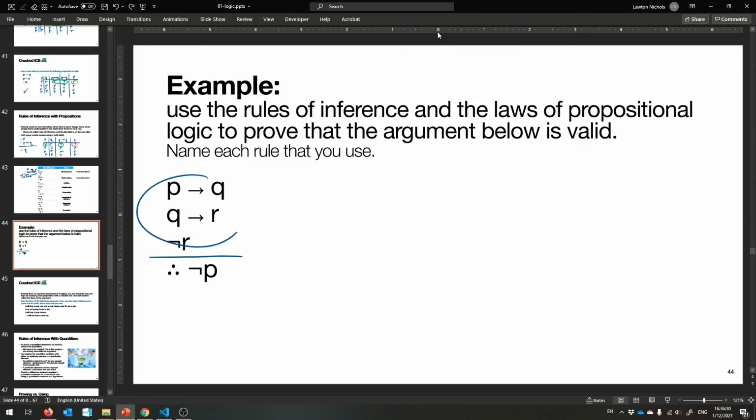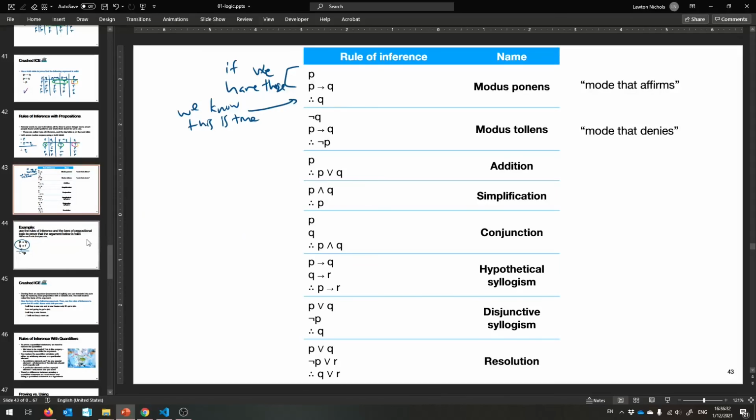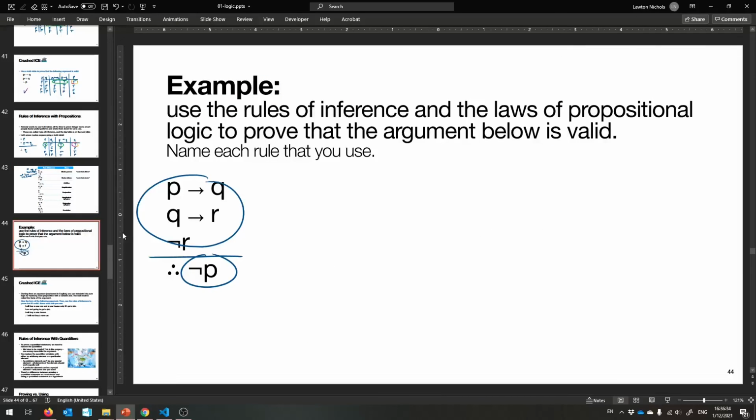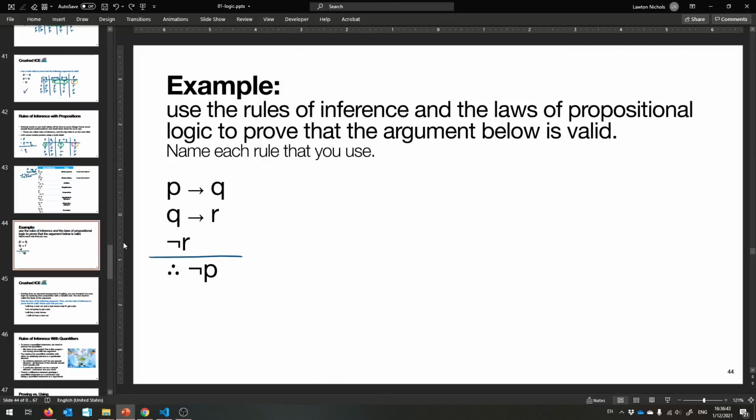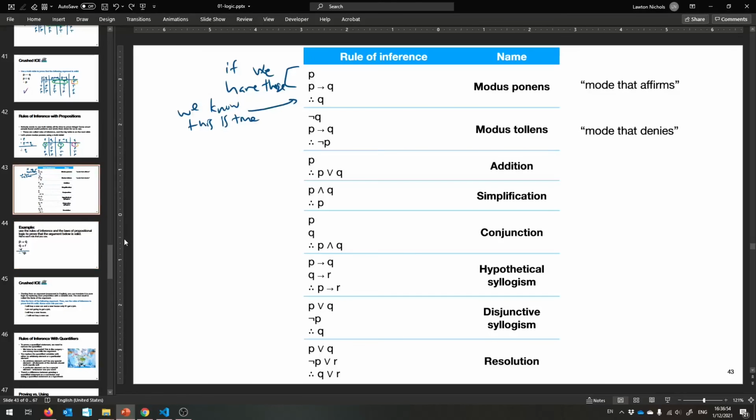We need to use our hypotheses and these laws to come up with, eventually, not P. We have to prove only true things, and we can use these to prove those true things. Okay? So it takes some practice knowing where to start, but just look for patterns. And I see these two together. That is one of the patterns. It's when you can stitch them together. So I can use hypothetical syllogism, which is just a large word, to prove that P implies R is true.